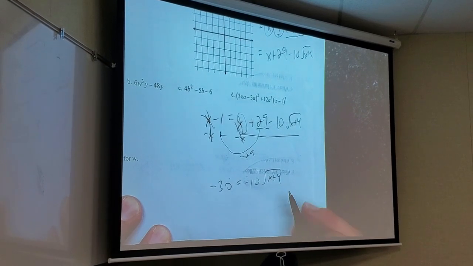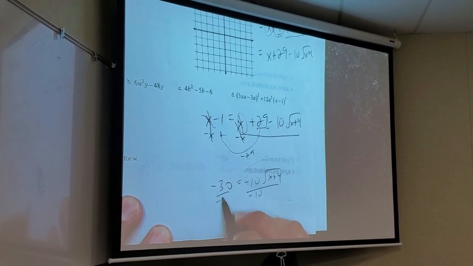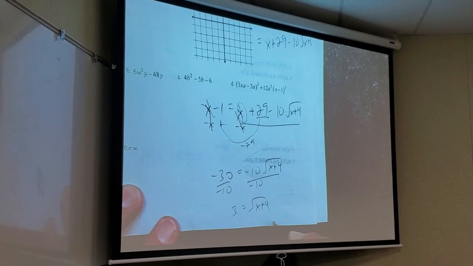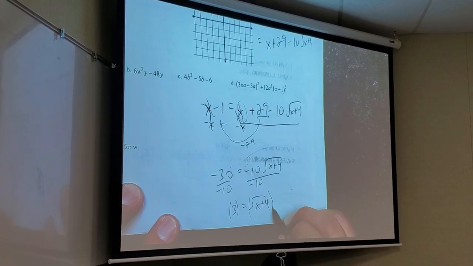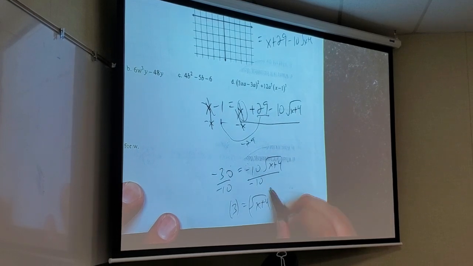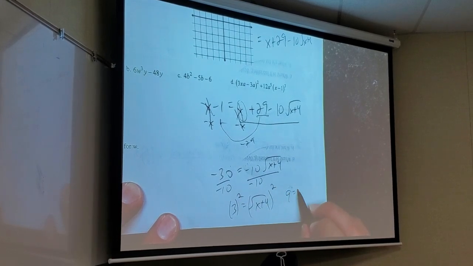Square both sides. No. What's still with that? Do you divide by 10? -10? Oh, yeah. 3 equals this. And now I can do what? Square. So I finally get x is 5. Oh boy.